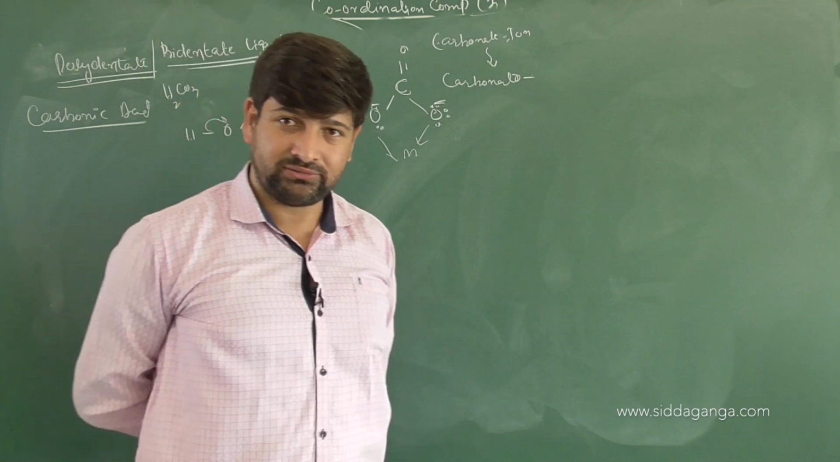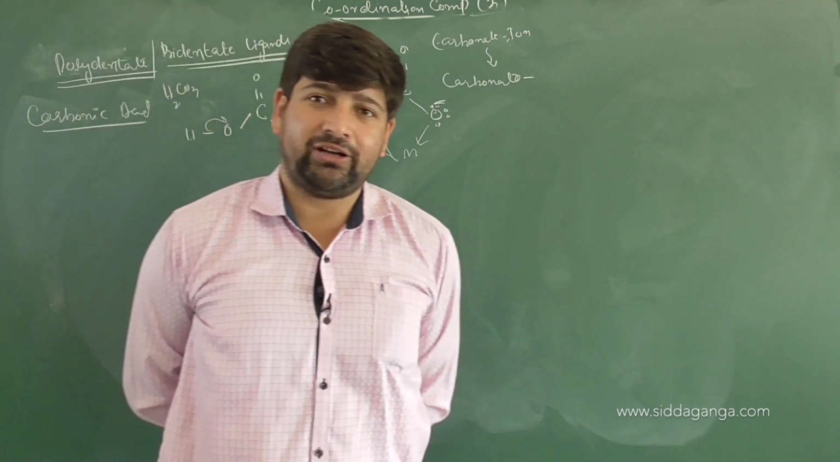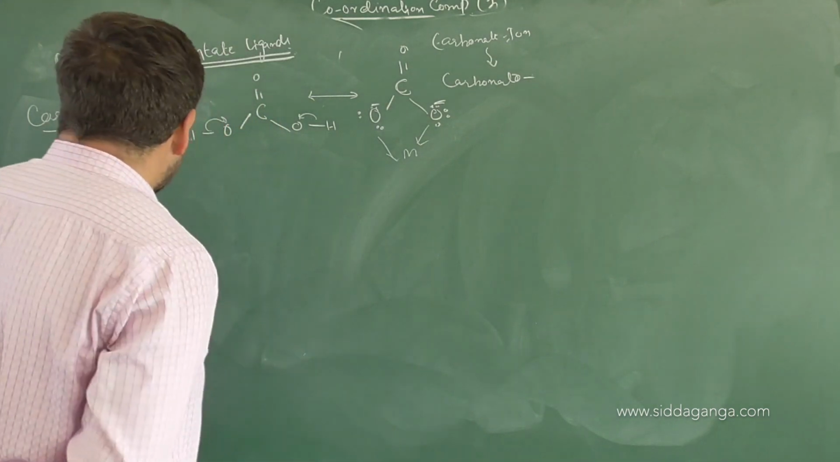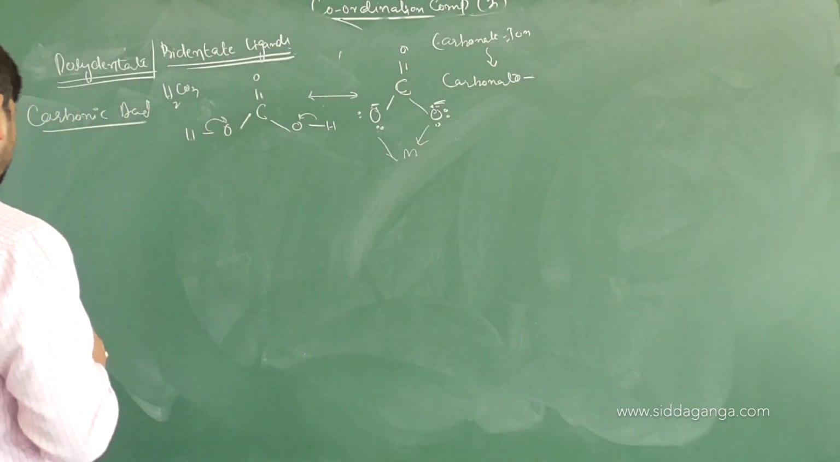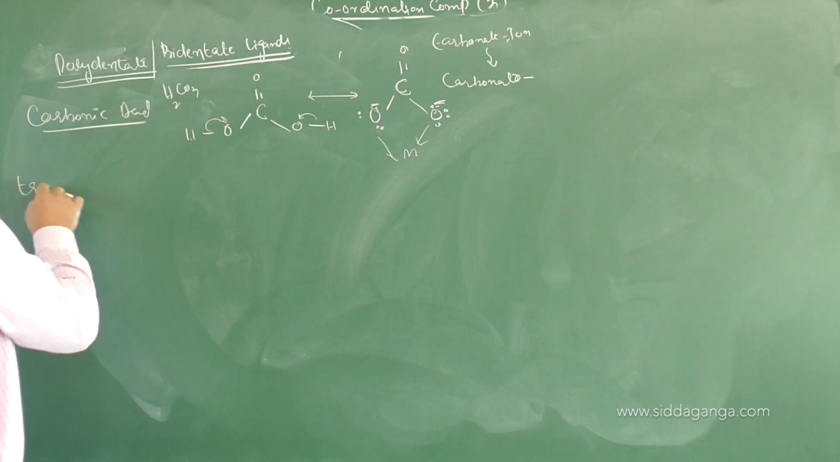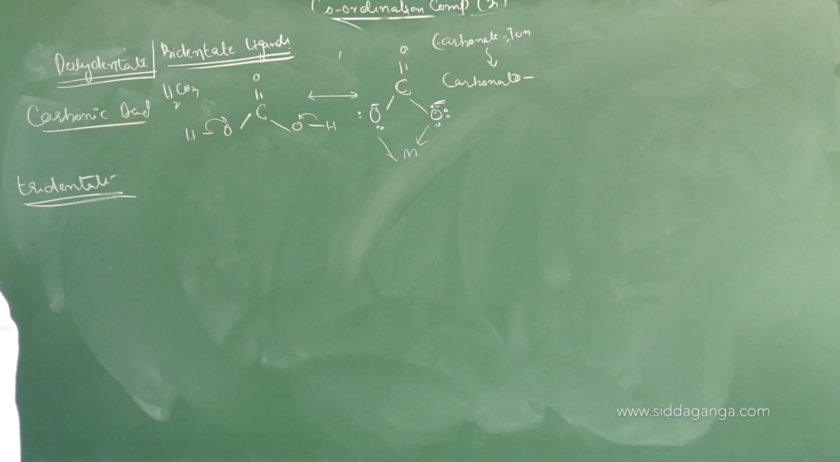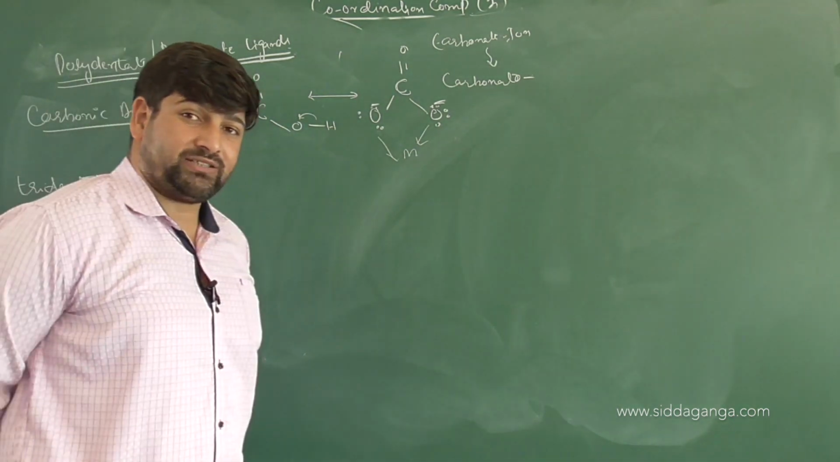What ligand? Bidentate or tridentate? It is a bidentate ligand. Again, chelating ligand. Let us talk about some higher ligands. Suppose some examples of a tridentate ligand. Donating from how many places? 3 places.